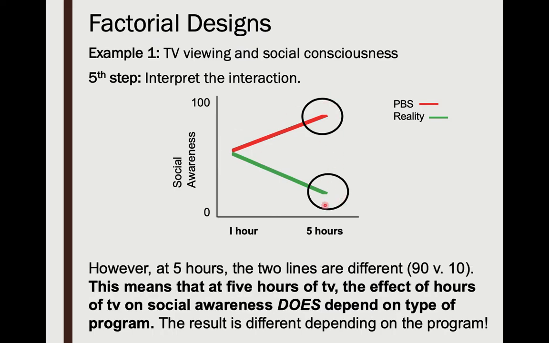But if we look at 5 hours, those two lines are very different. At 5 hours, PBS's social awareness is 90, and reality social awareness is 10. So at 5 hours, the two lines are different. This means that at 5 hours of TV, the effect of hours of TV on social awareness does depend on the type of program. The result is different depending on the program. So at 5 hours, you can't say that the effect is the same like you can at 1 hour. The effect on social awareness really depends on what program you're watching. That's where the interaction comes in.